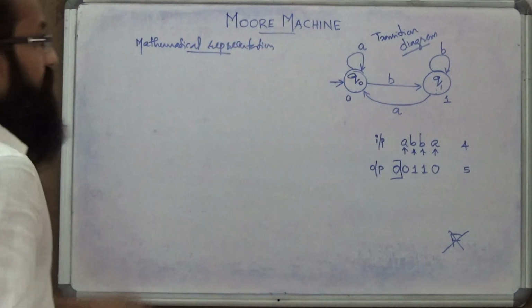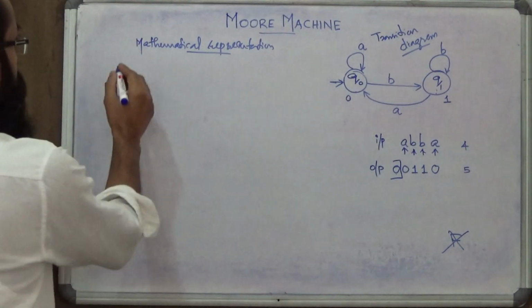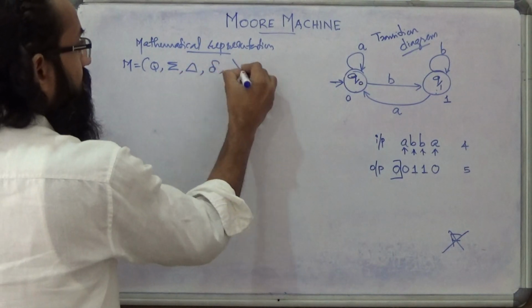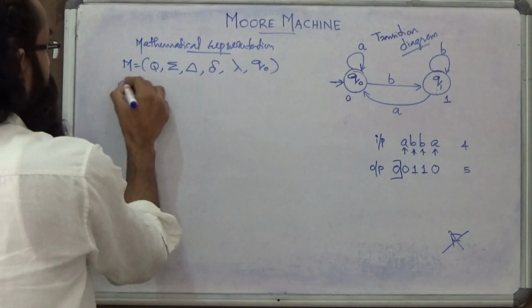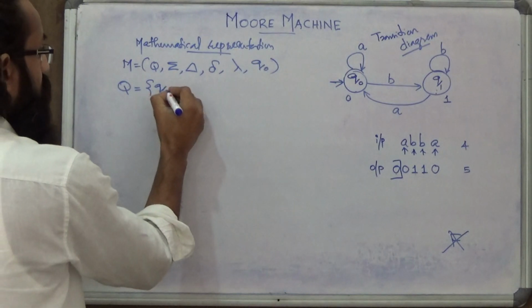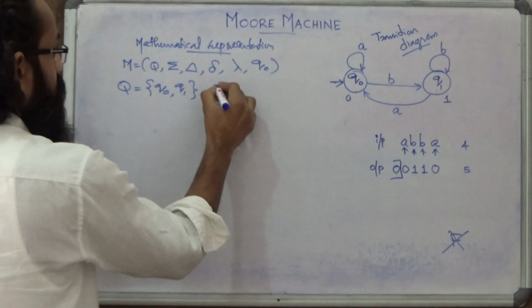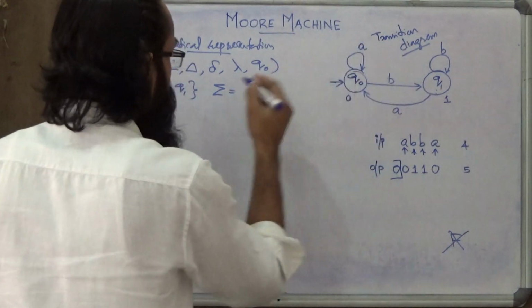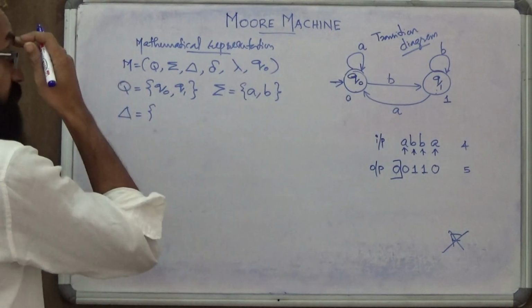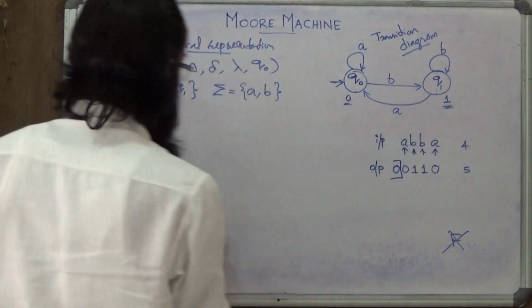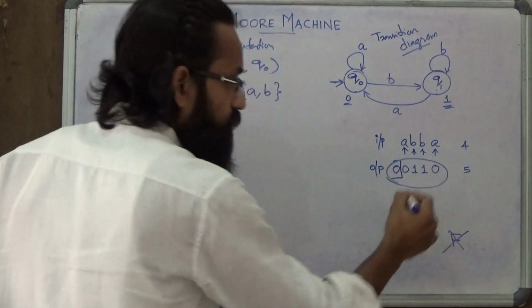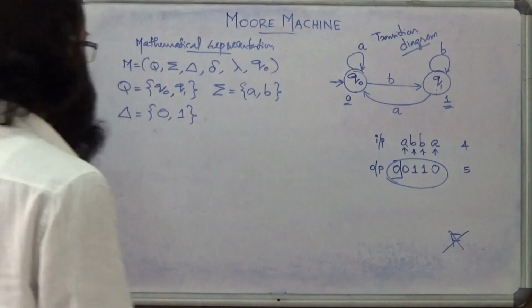So I can mathematically represent this Moore machine as M equal to (Q, sigma, delta, lambda, Q0). So what is Q here? Q is equal to {Q0, Q1}, you are having two states. What about sigma? You are having two input symbols, a and b. What about delta? You are having two output symbols, 0 and 1. So delta is the set {0, 1}. The output string is actually a combination of zeros and ones.